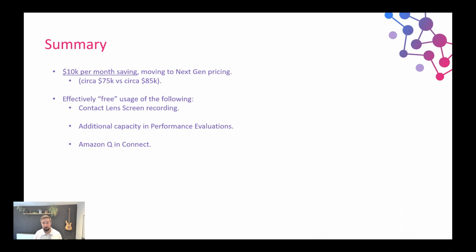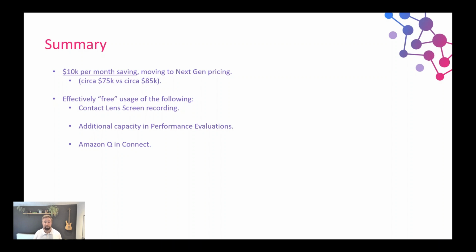When moving to next-gen, no extra cost at all would be incurred for using the following things. So screen recording, and that could be a potential saving of around $6,500 per month. That agent performance evaluation of the whole agent population that I mentioned. So remember that this customer evaluated less than half of their agents last month. Again, saving around about $6,000 per month.